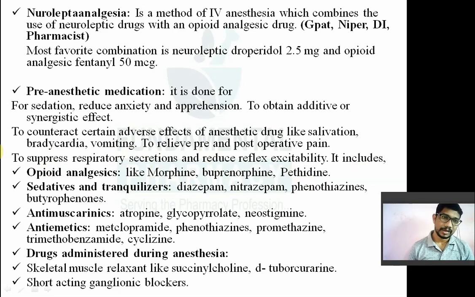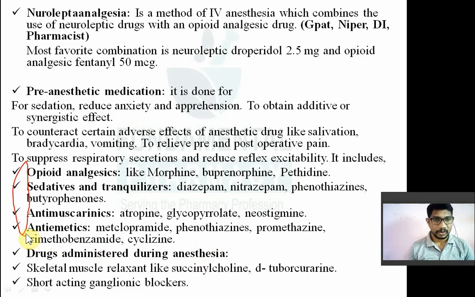Now drugs used as pre-anesthetic medication: the first one is opioid analgesics, for example morphine, then pethidine; sedative, hypnotics and tranquilizers, diazepam, nitrazepam, phenothiazines and butorphanol. Then antimuscarinics like atropine, glycopyrrolate, which are more commonly used. Then neostigmine, antiemetic drugs like metoclopramide, then phenothiazine, promethazine, benzamide, cyclizine. Drugs administered during anesthesia. ये हो गए प्री एनेस्थेटिक मेडिकेशन. These are the pre-anesthetic: opioid analgesics, hypnotics, antimuscarinic drugs and antiemetic drugs.